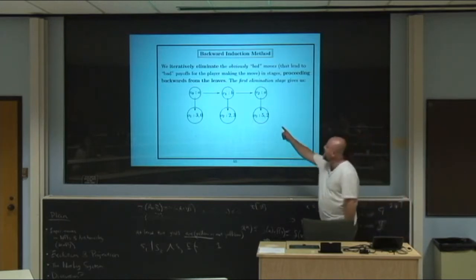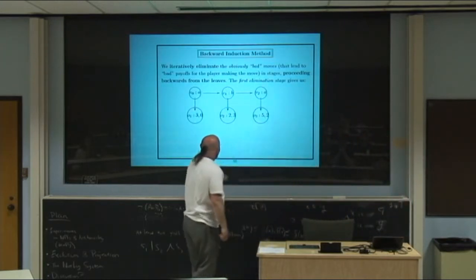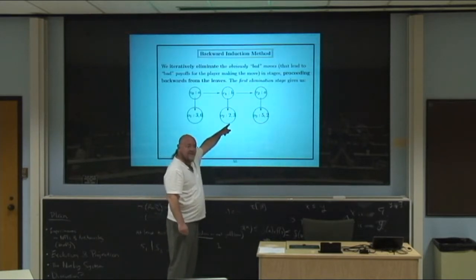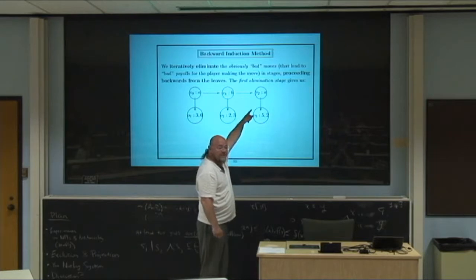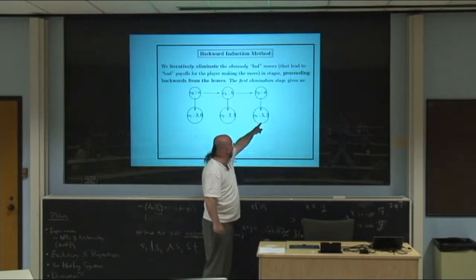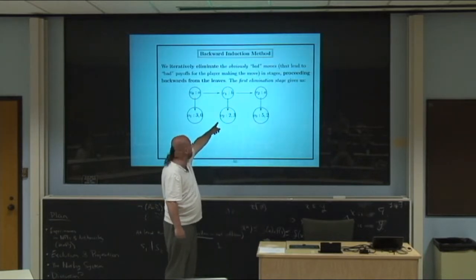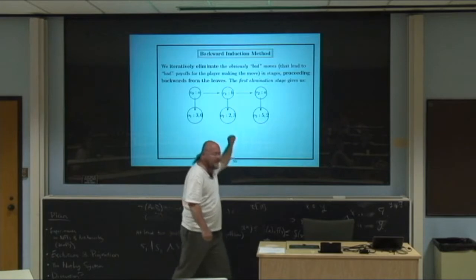Now at V1, B is to play, and he has to choose either to go down, and he will get an amount of 3, or to go across, where, given what we just proved, Alice will go down, and Bob will get an amount of 2. So if he's smart, he will go to O2 to get 3.